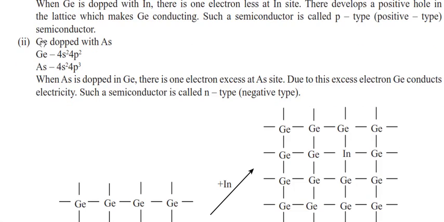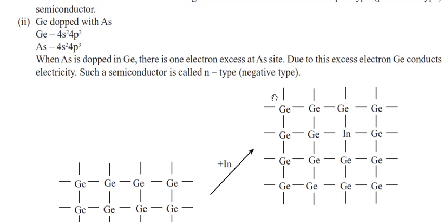Similarly, you can dope germanium with arsenic also. So here, if you are observing, there is 1 electron more in the valence shell. So arsenic is doped with germanium, and there is 1 excess electron at a site, and due to this excess electron, germanium conducts electricity, and such a semiconductor is called n-type.